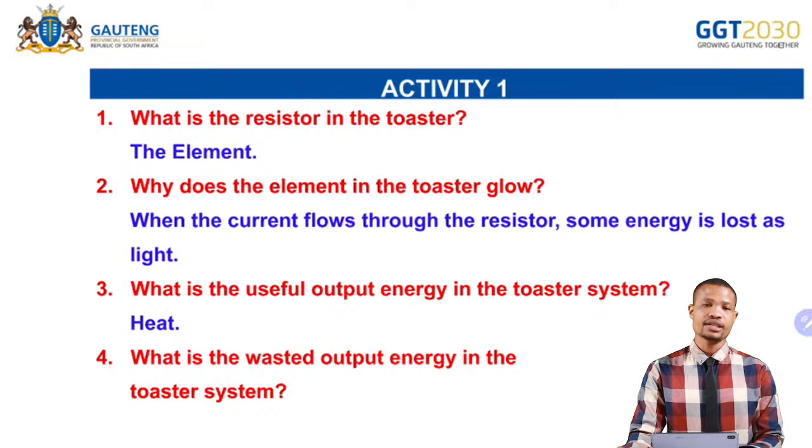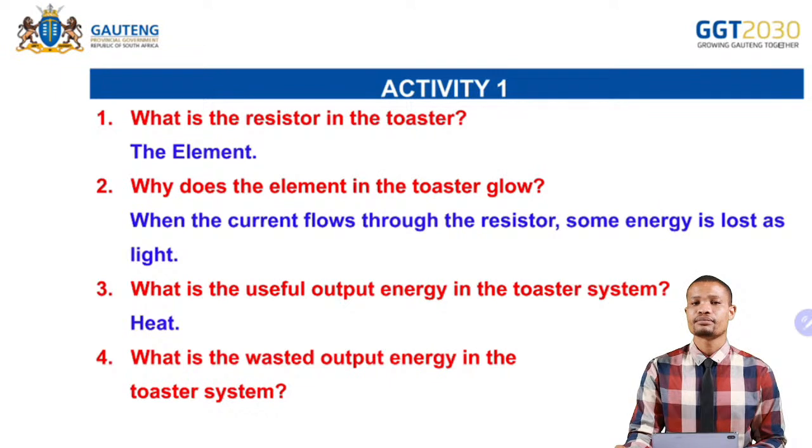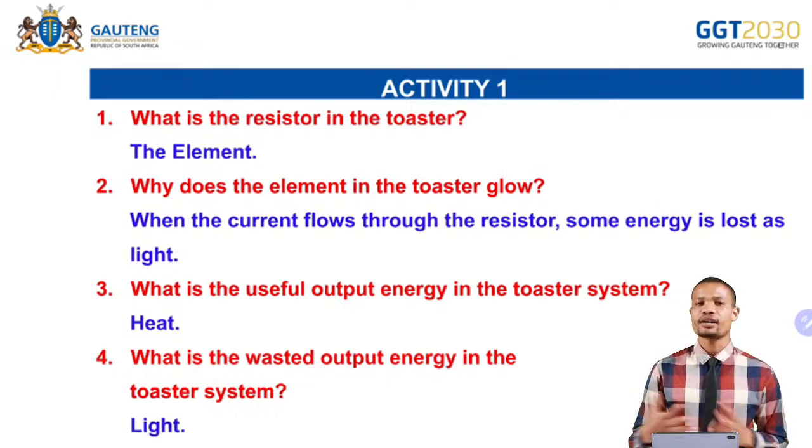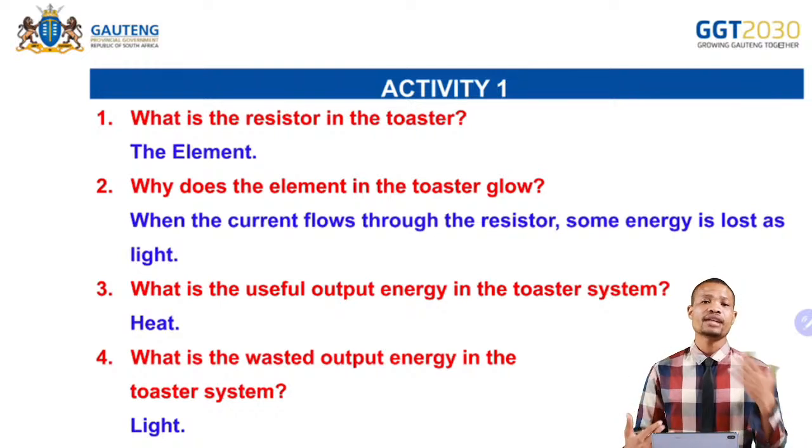Question 3, what is the useful output energy in the toaster system? Yes, that is heat. And lastly, what is the wasted output energy in the toaster system? Correct, that is light.